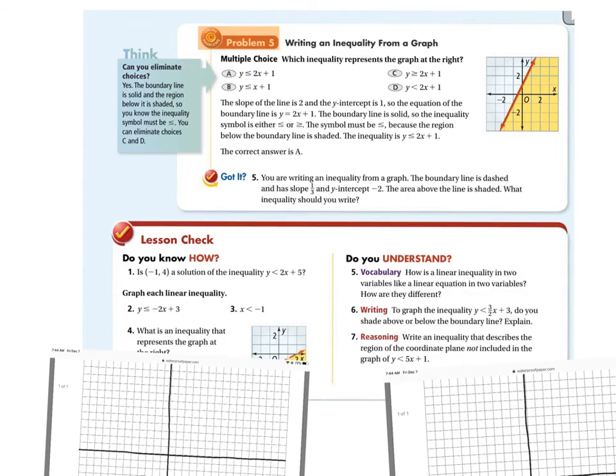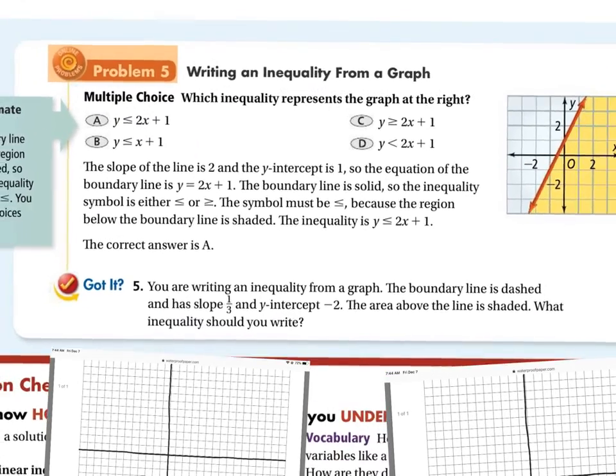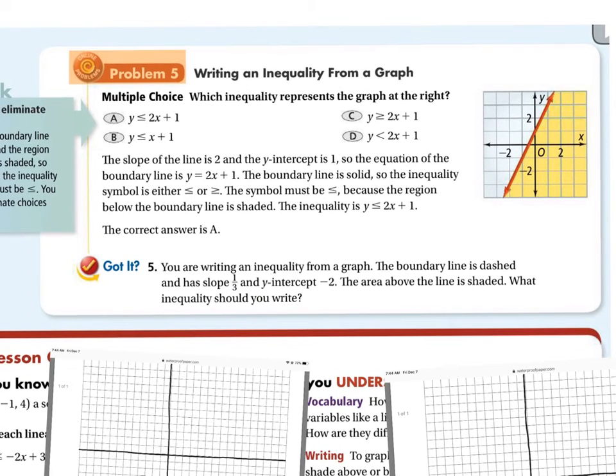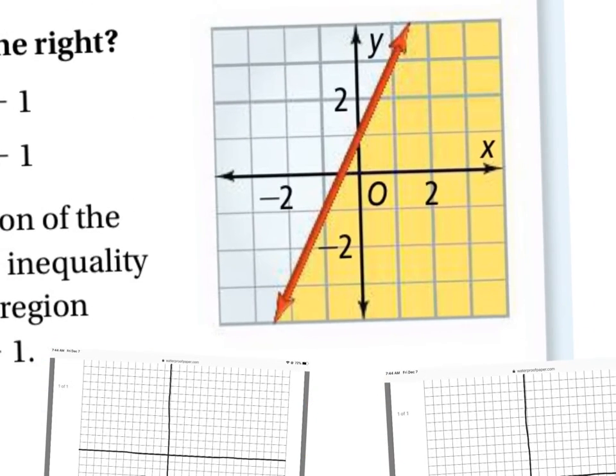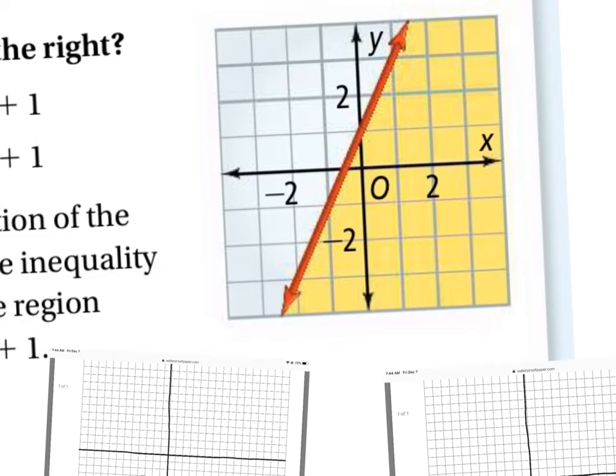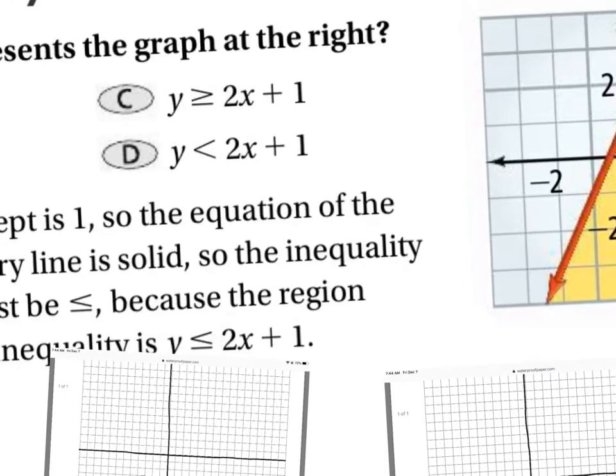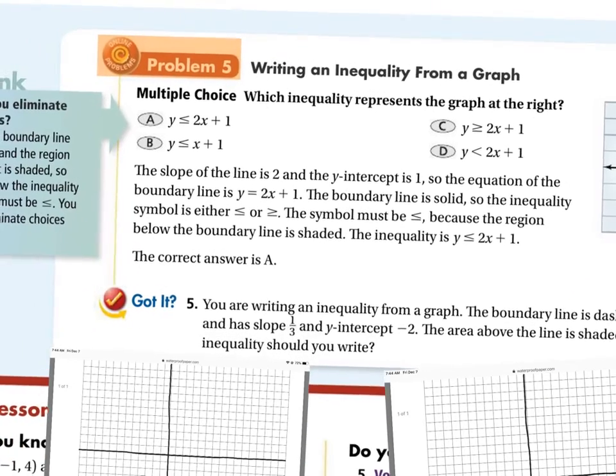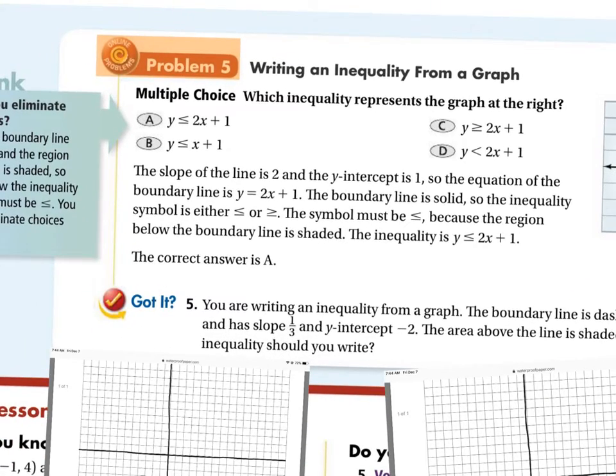Problem 5 is kind of backwards from the ones that we've been doing. So they're actually giving us a graph and they're asking which inequality represents the graph. So one thing to note, the first thing I would look at is whether we have a solid or dotted line. We do have a solid line, so that's going to eliminate some options for us. Well, it eliminates one option for us anyway.